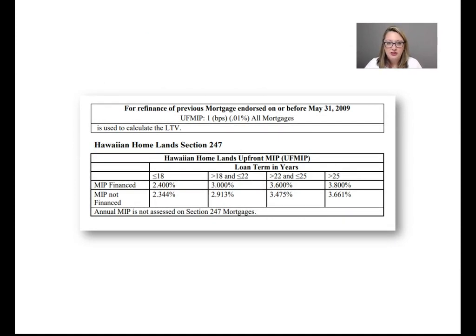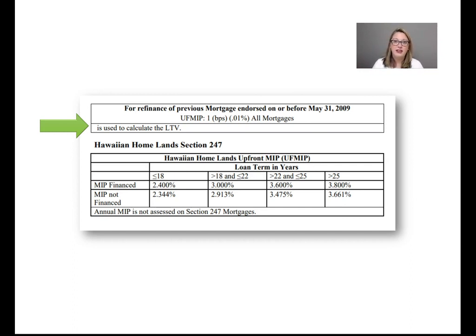Now, I mentioned earlier that there are some exceptions to this, and one exception is that if a borrower is refinancing an FHA mortgage that they currently have to another FHA mortgage, however, that mortgage was endorsed, basically it was done, on or before May 31st, 2009. Now, there aren't many of those left, but there are some of them. And in that case, the upfront mortgage insurance premium that they're going to be charged is not 175 basis points, it's 1 basis point.